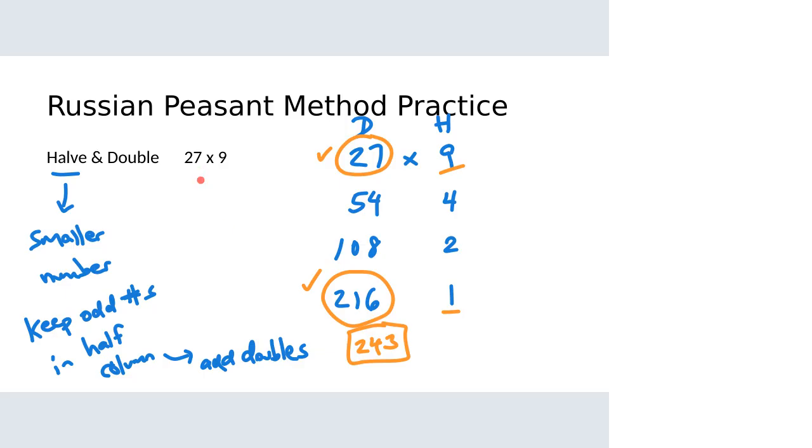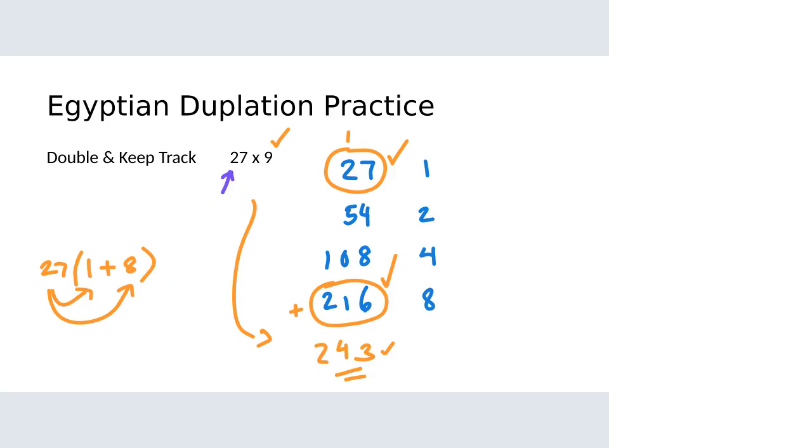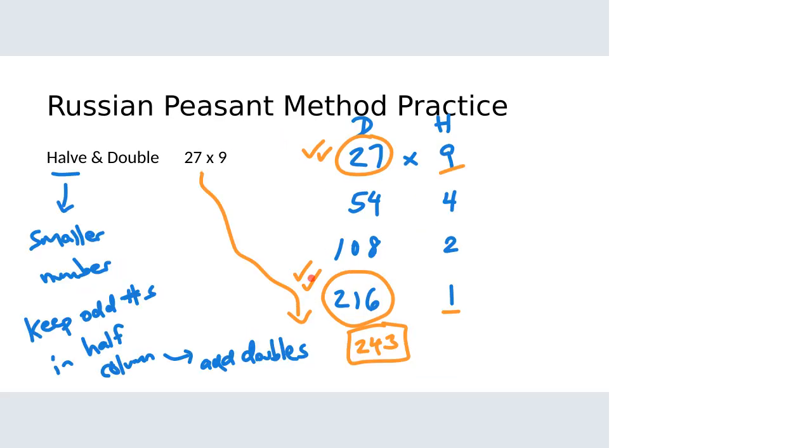One thing I want you to notice is that the Russian peasant method, 27 times 9, gave us 243 because we added the 27 and the 216 together. When we did Egyptian duplication with 27 times 9, we got 243 because we added the 27 and the 216 together. The Russian peasant method isn't exactly the distributive property, but it plays out in a very similar way.